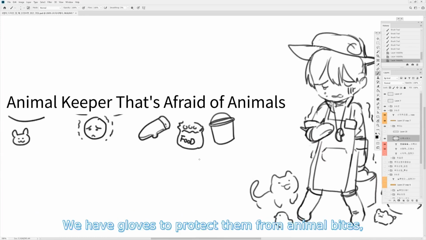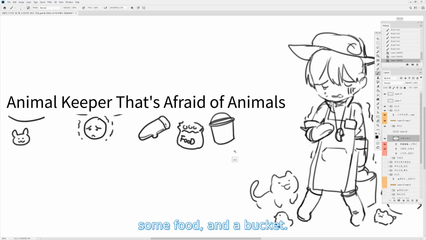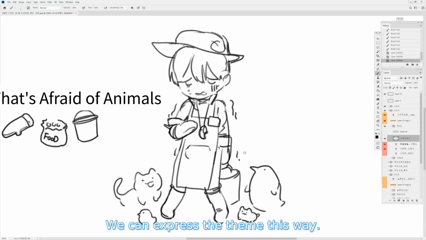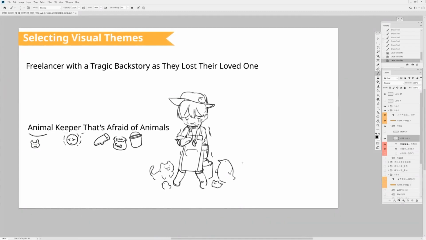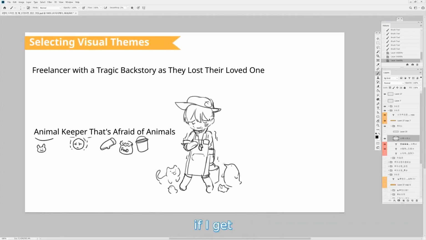We have gloves to protect them from animal bites, some food, and a bucket. We can express the theme this way. The whistle, name tag, and the apron can also express they're an animal keeper. As you see, if I get an animal keeper afraid of animals as a theme, I can easily express it.